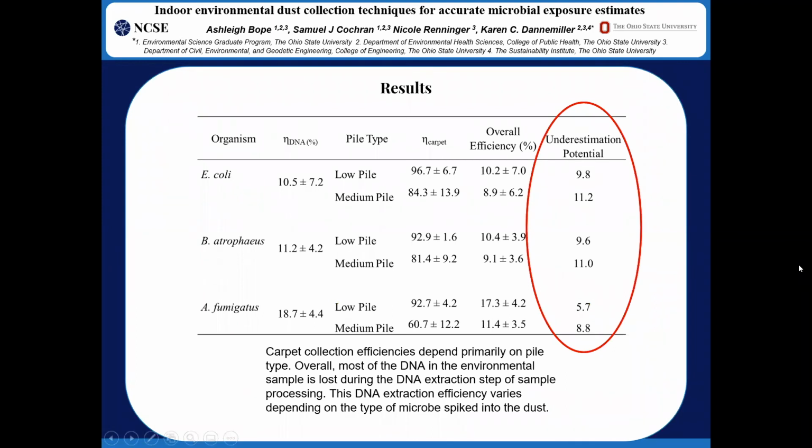I really want to call your attention to this underestimation potential that is present based on these results. Carpet collection efficiencies primarily depend on pile height types, but also the majority of DNA is lost during the DNA extraction. So when you combine these, we're looking at an underestimation potential of up to 11 times more than what we were able to actually detect.